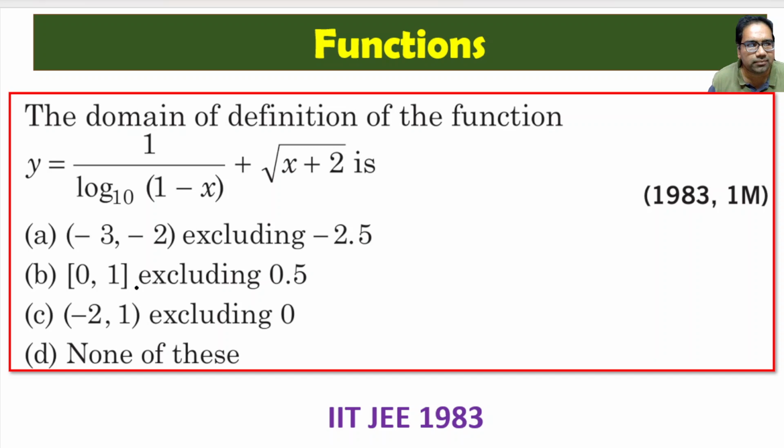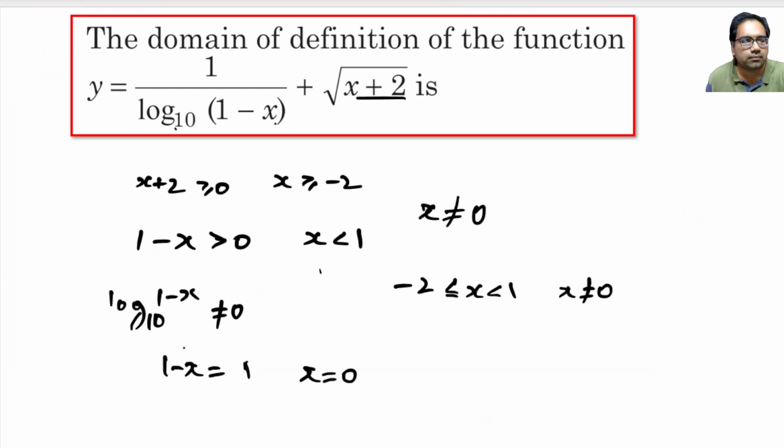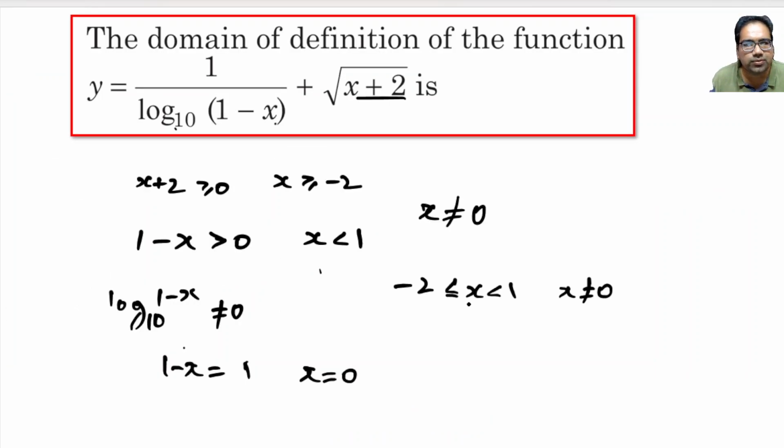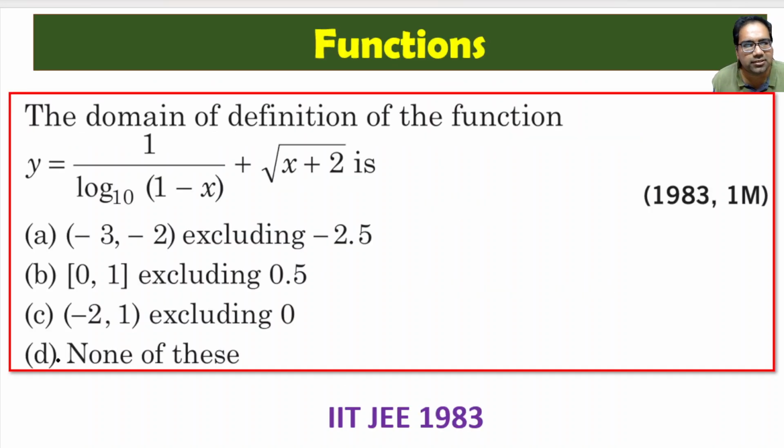Let us see. Here, if this was a closed bracket, if -2 was also included, we could have picked this. Here, -2 should have been a closed bracket. See what we have got. We can pick -2 also. -2 plus 2 is 0. This is valid. Right. We cannot exclude -2. So the correct answer is none of these.